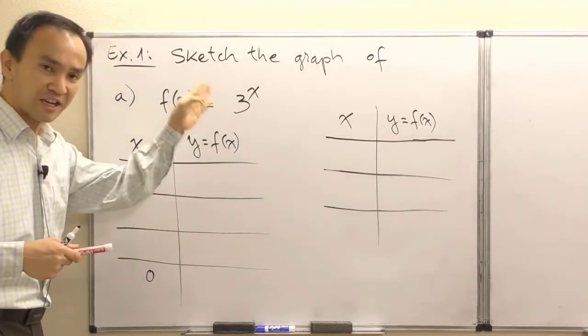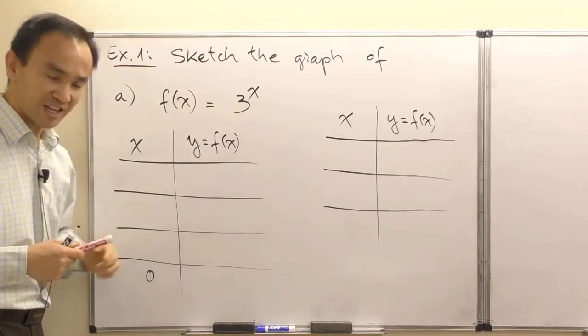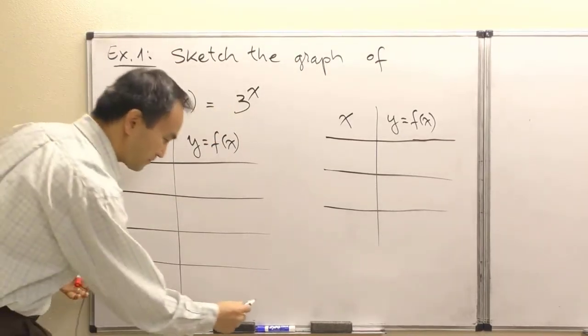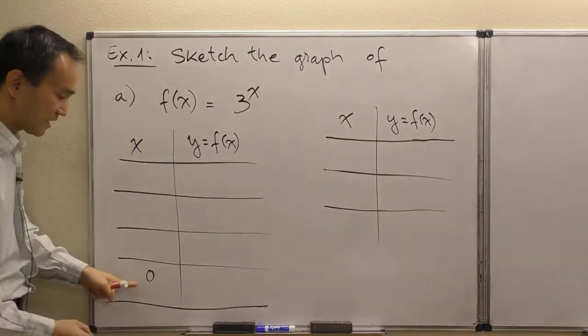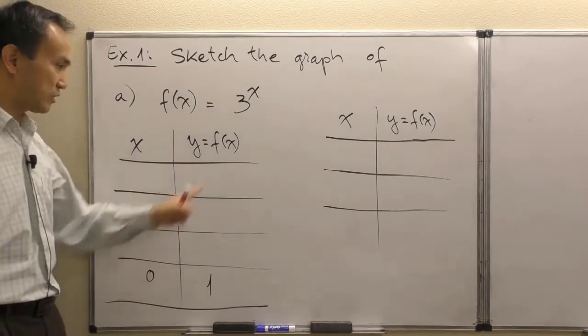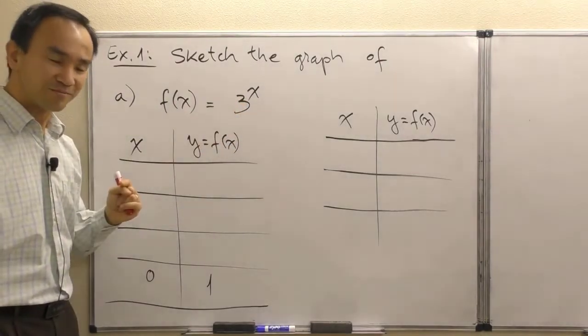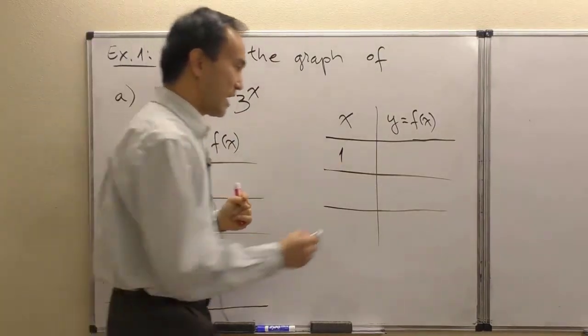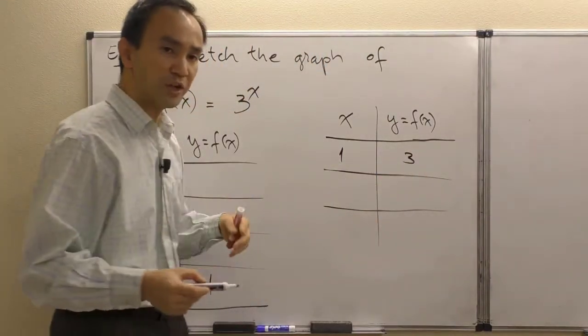And so generally here it's an exponential. It's a base 3 to the x right here. So I start out with x equals 0 for input. And so needless to say, x equals 0 gives me output value 1, because 3 to the 0 value is 1. Now when x equals 1, we're looking at 3, because 3 to the first power is 3.